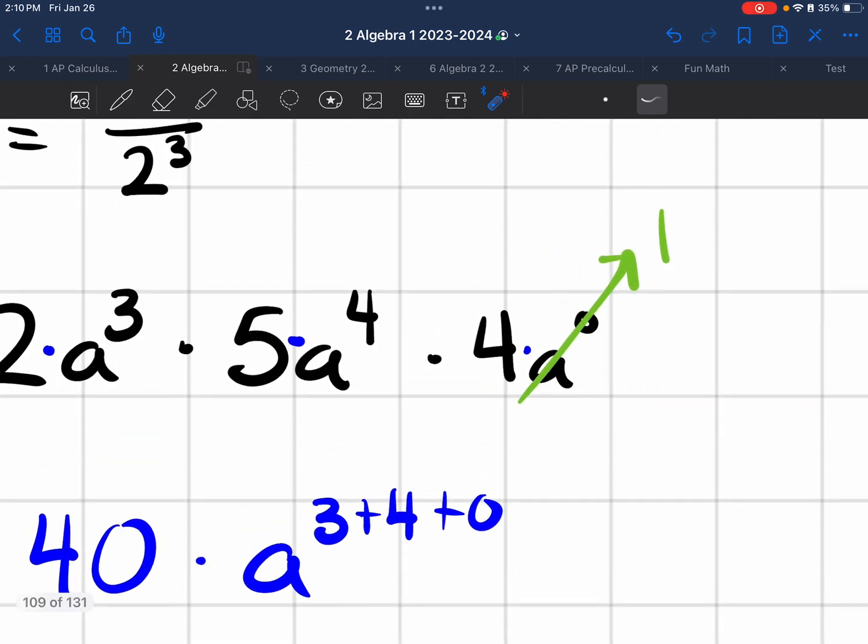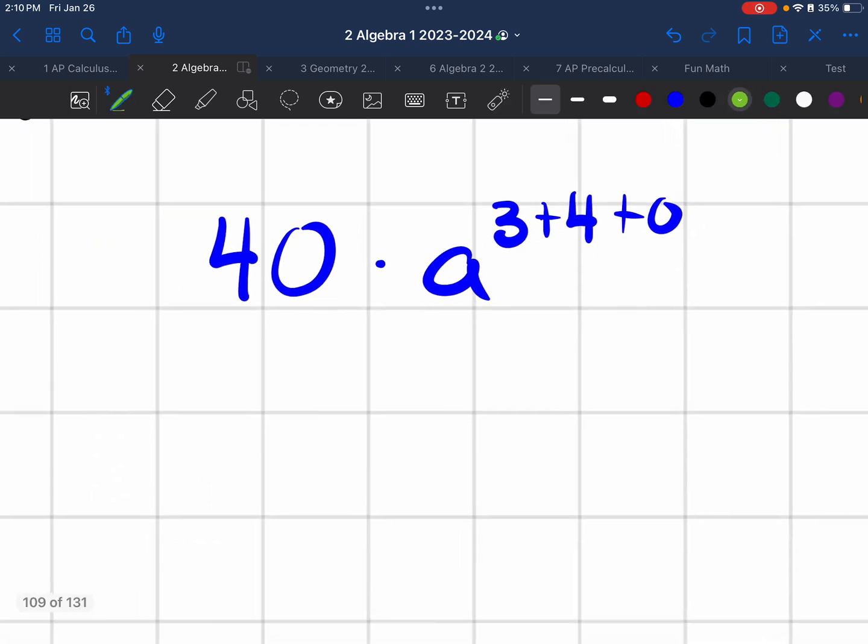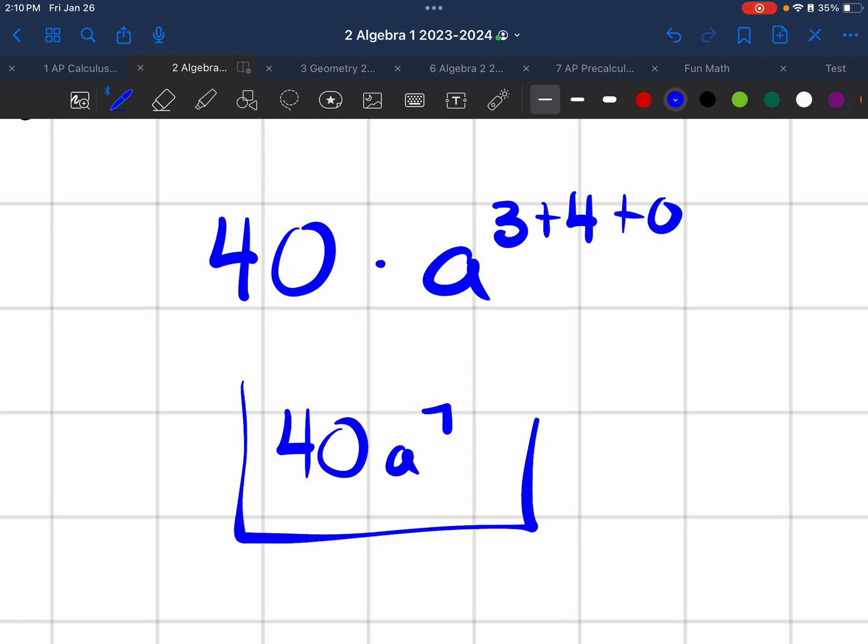A very common mistake here is thinking that if I have a power of 0 here, this entire thing is 1. Do not make this mistake. It's only the A that crosses off. You do not cross off the 4 and the A, just the A turns into a 1. I still have the 4 left over. When I simplify this, this is 3 plus 4 is 7. There's nothing there, so it's still 7. My final answer here is going to be 40A to the power of 7.